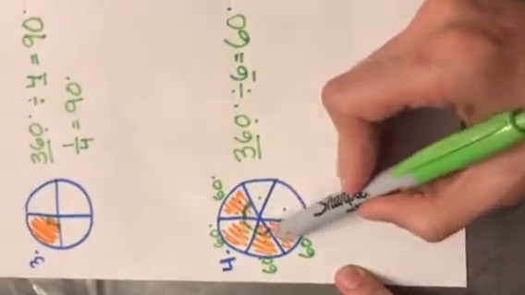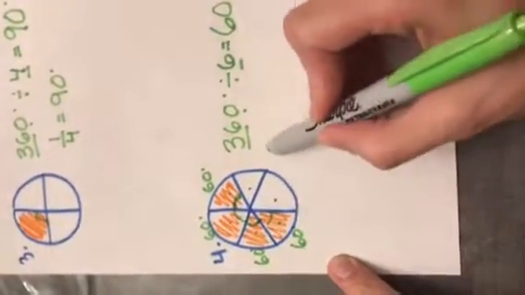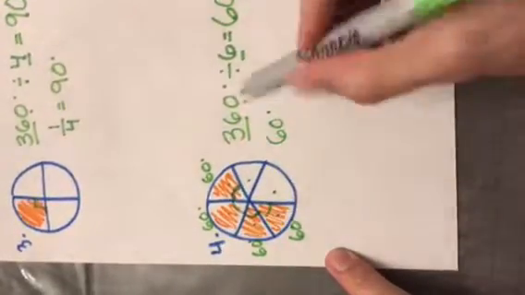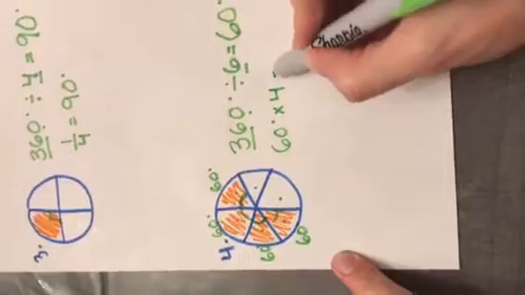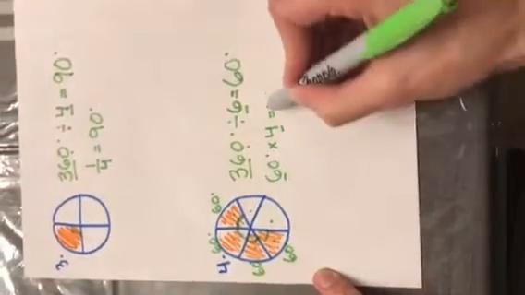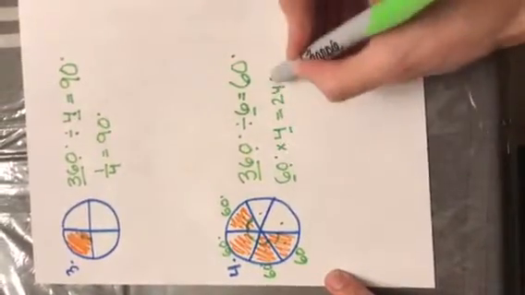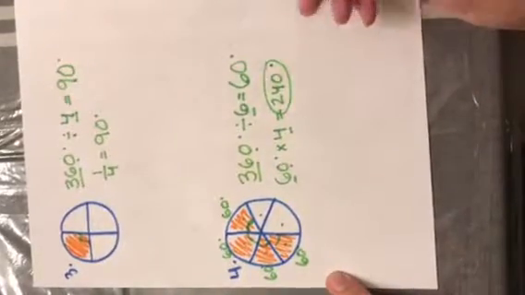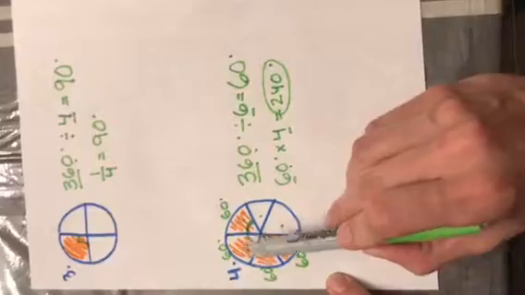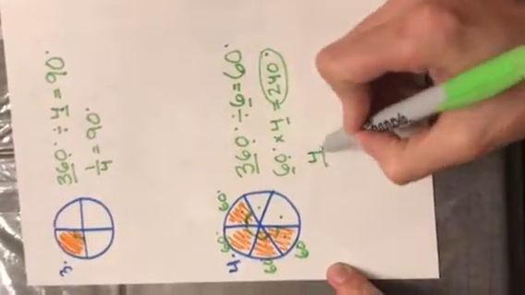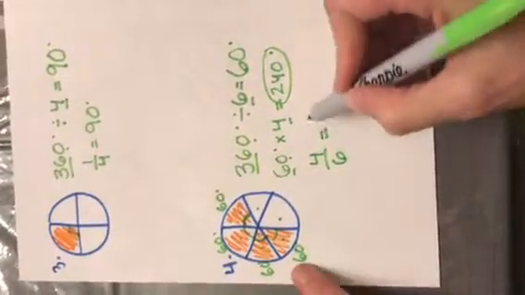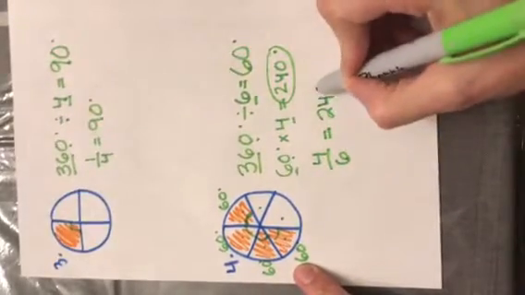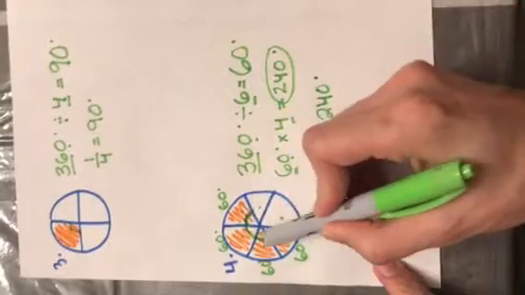So to find the entire angle, you have to take your 60 degrees and multiply it by 1, 2, 3, 4 parts. 6 times 4 is 24. Add your 0. 240 degrees is that whole angle. So you now know 1, 2, 3, 4 sixths of this fraction here is equivalent to a 240 degree angle.